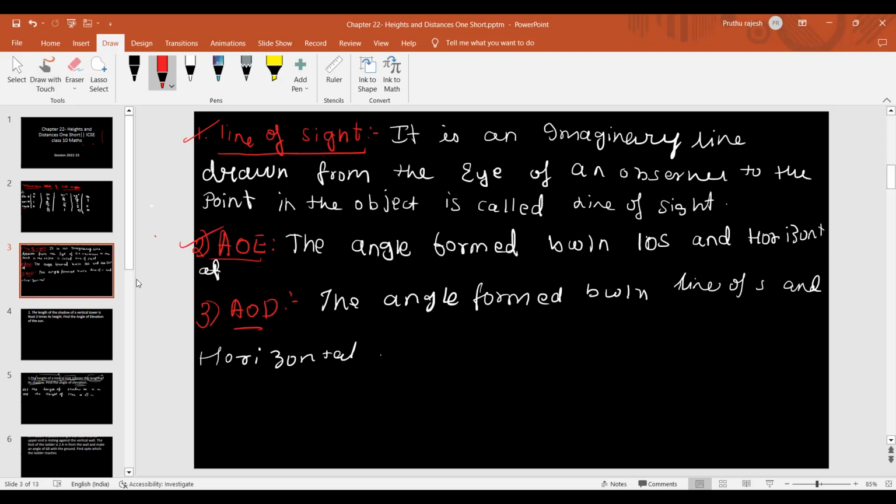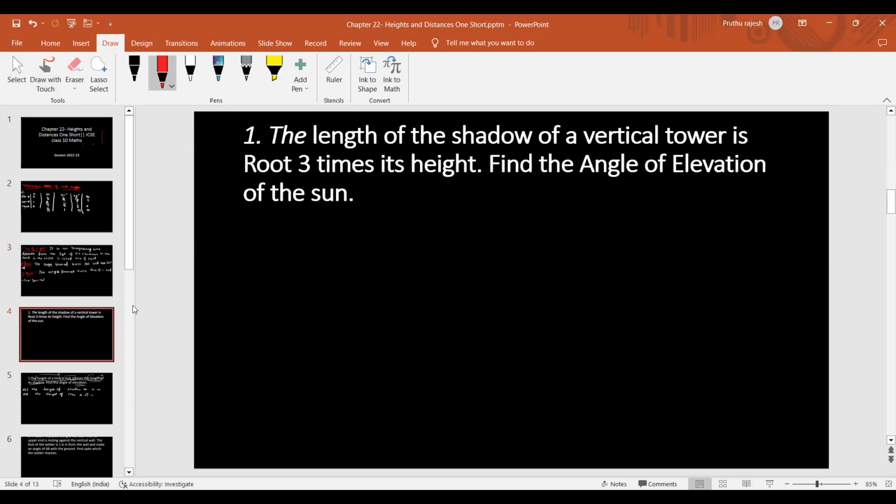Second definition, angle of elevation. The angle of elevation is the angle formed between the line of sight and the horizontal. The angle of depression is the angle formed between the line of sight and the horizontal when the object is below the observer. Now that we know about these three terms, let us begin to solve problems. Here we go, our first problem.